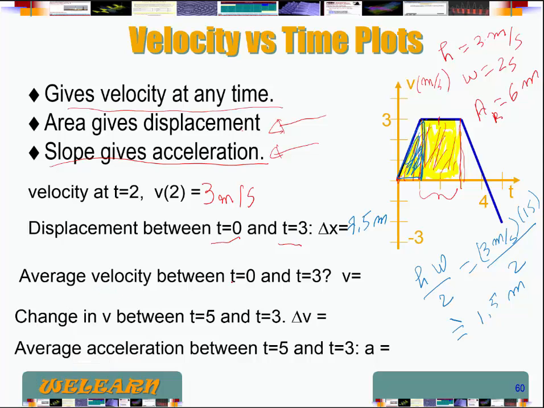Now, what's the average velocity between t equals 0 and t equals 3 seconds? You forget about the graph. Remember what average velocity is. Average velocity is displacement over time. So in this case, the displacement is 7.5 meters. And time is 3 minus 0, so 3 seconds. So it's 7.5 over 3 meters per second. Whatever that is, I'm not calculating the number, but 7.5 over 3. Okay.